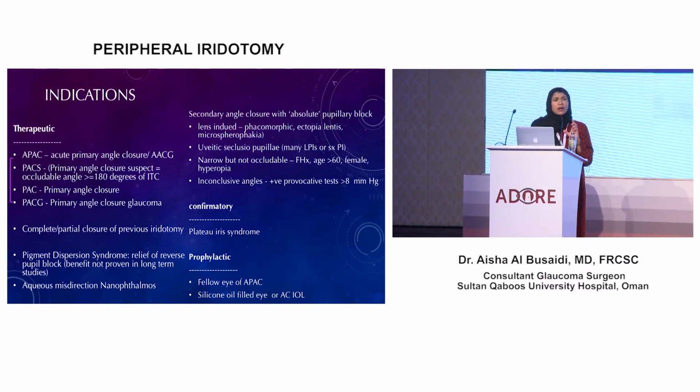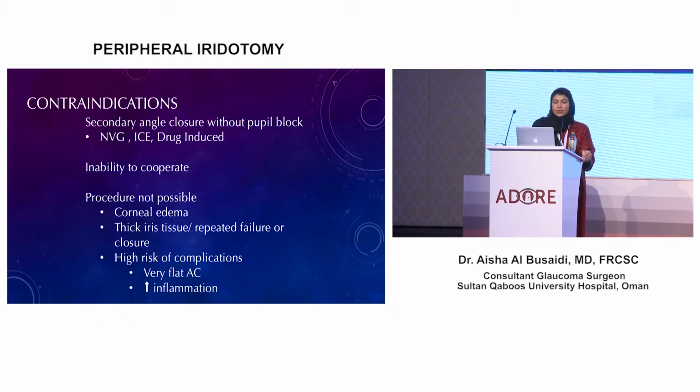If you're not sure whether the angle is really occludable or not, you're 50-50 about it, then taking risk factors into consideration and maybe performing a provocative test will be helpful. It also is helpful in confirmation of non-pupillary block primary angle closure mechanisms, where you do an LPI and the angle still remains narrow or occludable, such as plateau iris syndrome. You use it in prophylaxis for the fellow eye of acute primary angle closure glaucoma, a silicone oil-filled eye, or an eye with an ACIOL.